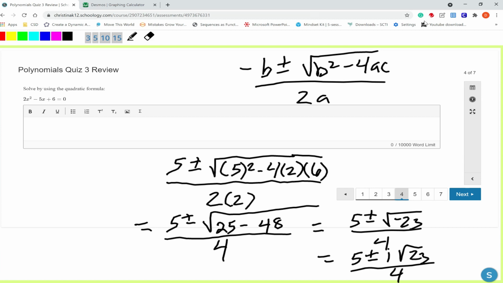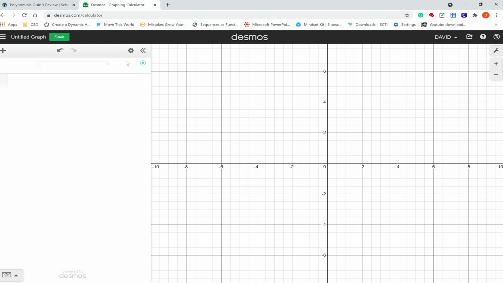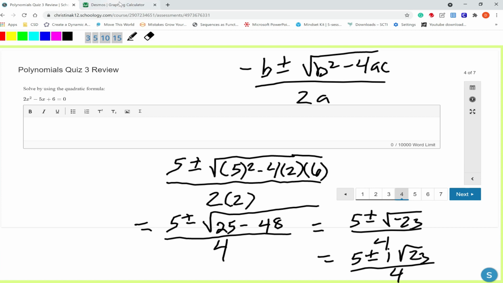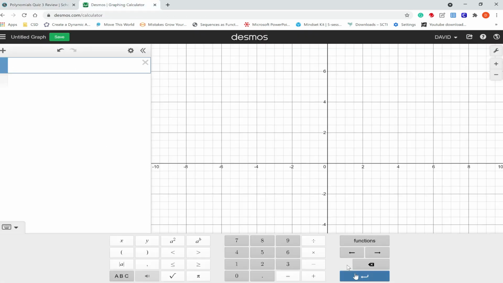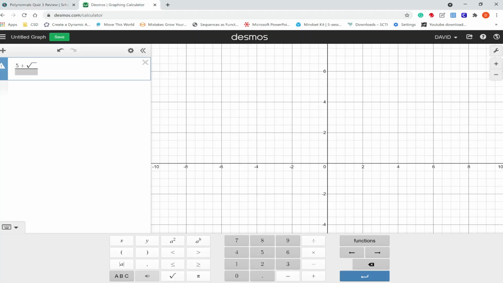And if we want to put that in Desmos real quick, remember, it's probably going to give you a wrong answer, but at least you can show your work that way. So first hit the fraction bar. 5 plus square root 5 squared minus, parentheses around 5 squared minus 4 parentheses 2 parentheses 6, all this over 2 parentheses 2.